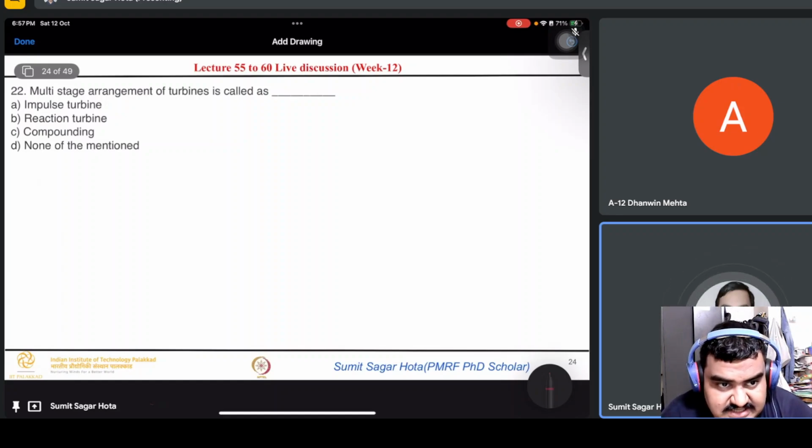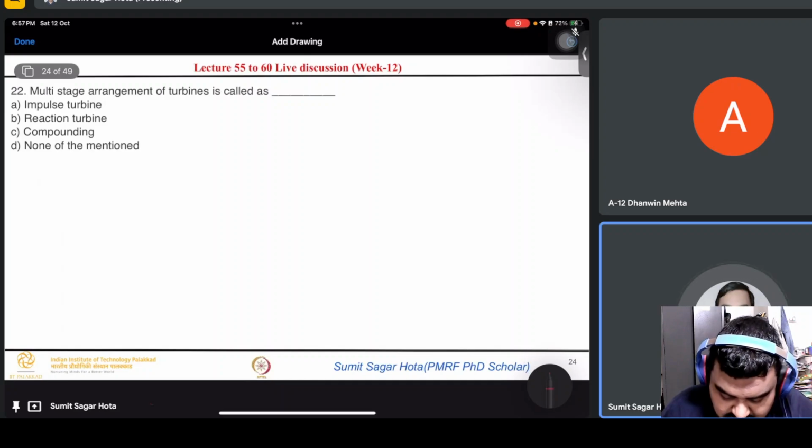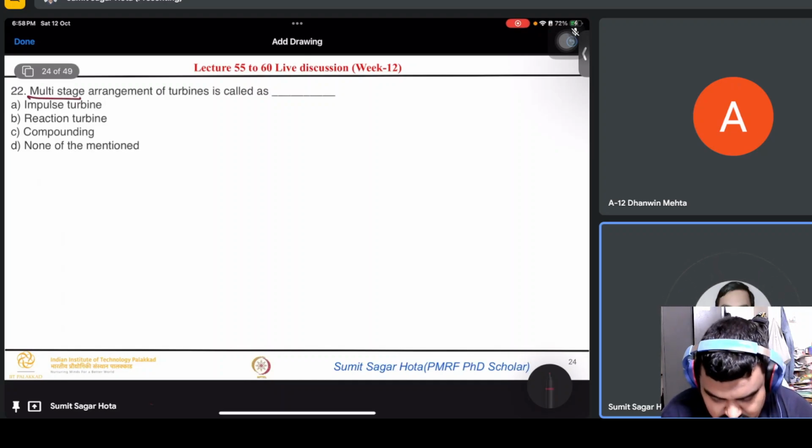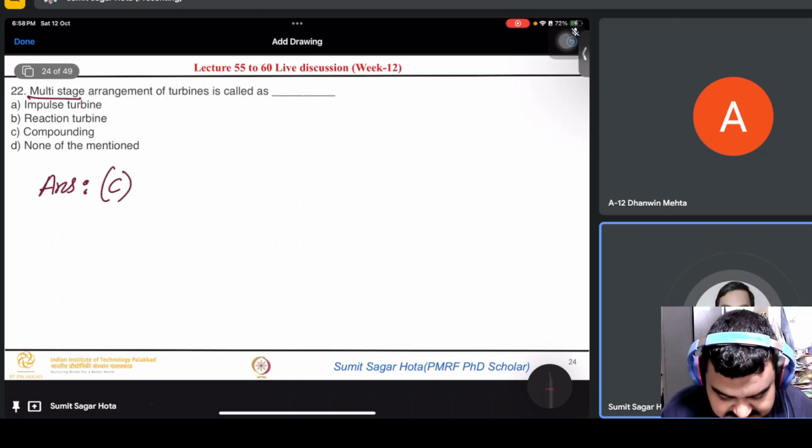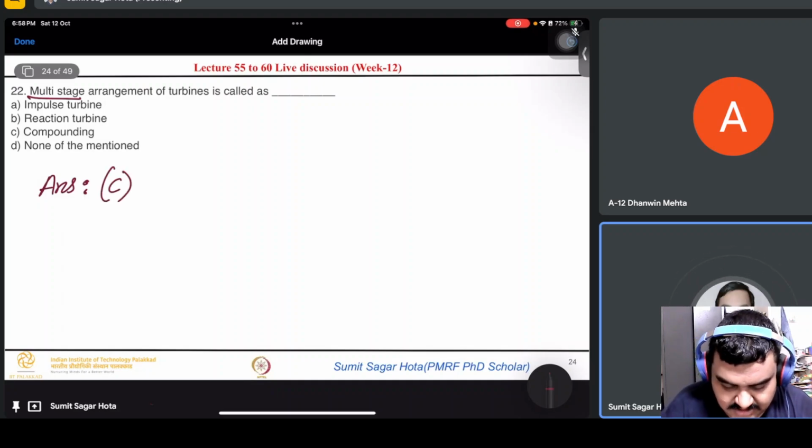The multi-stage arrangement of turbine is called dash. In this question, the important word is multi-stage. Multi-staging is also known as compounding. So directly the answer is C. In this type of question, the answer is given in the question itself, so it's very easy to answer.